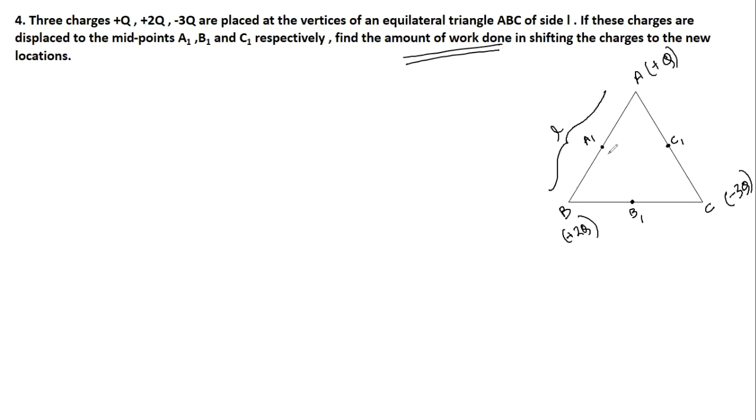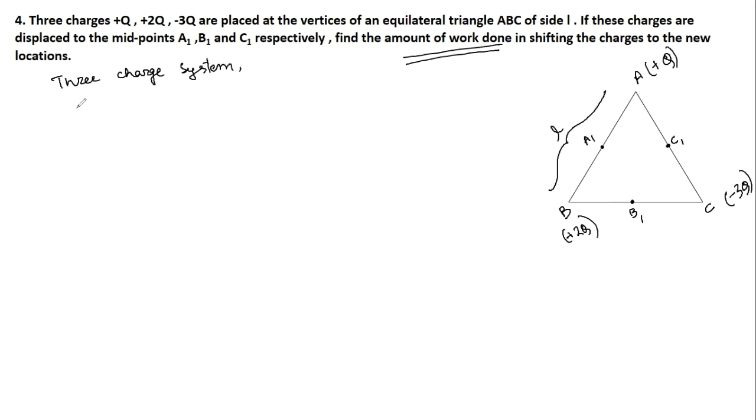So it is quite simple. What you do is you just find out the potential energy when the charges were placed at these 3 points A, B, C, and you find out the potential energy when you bring them to these points A1, B1, C1. Then when you subtract those two potential energy values, that will give the extra work done in shifting the charges to the new location. Okay, so this is a 3-charge system.